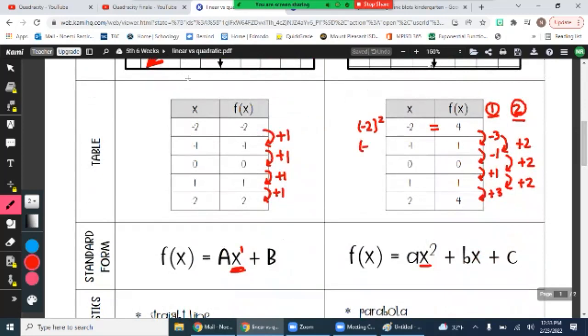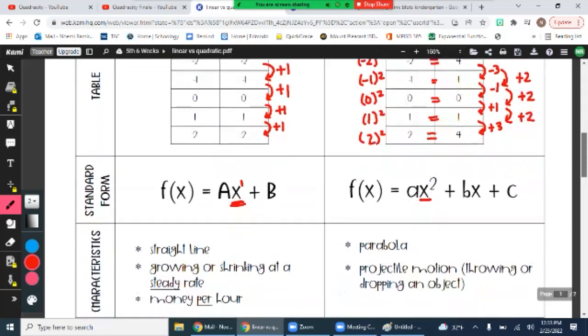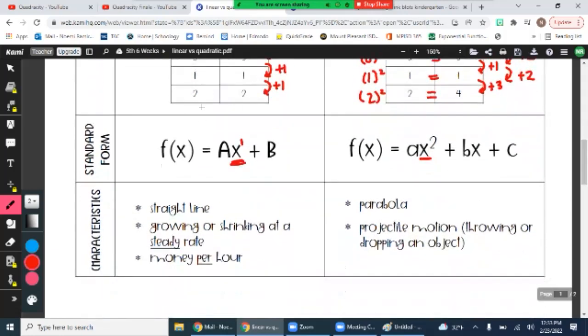If I square that -1, -1 times -1, 1. Two negatives make a positive. What about 0? 0 times 0, 0. What about 1? 1 times 1, 1. 2 times 2, 4. You're squaring your x value every time. That's why you see that decrease, then increase. It creates that U shape.